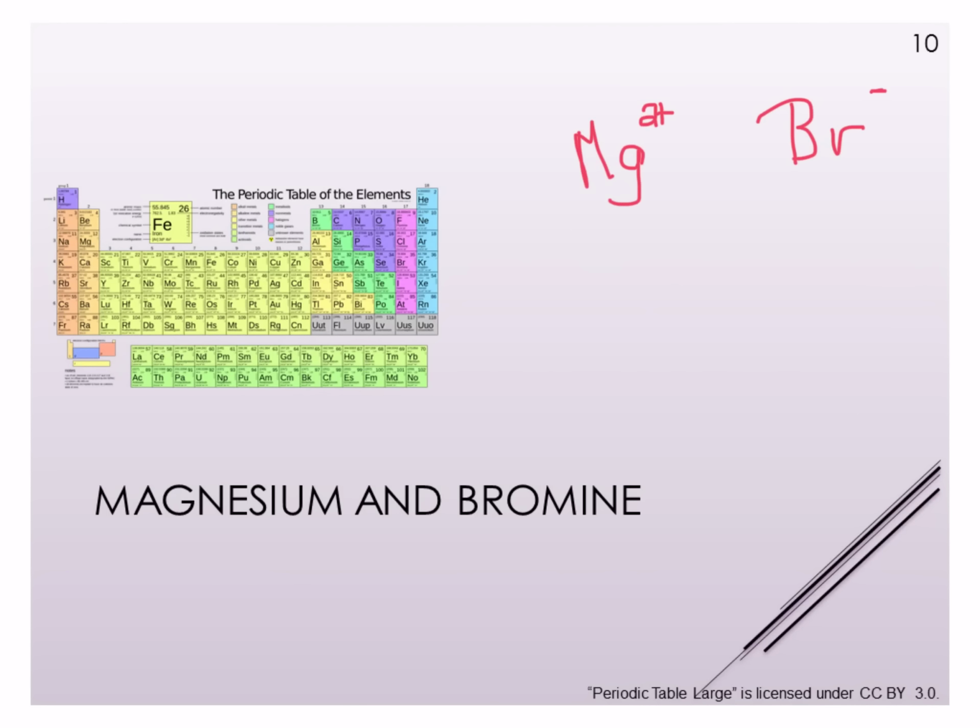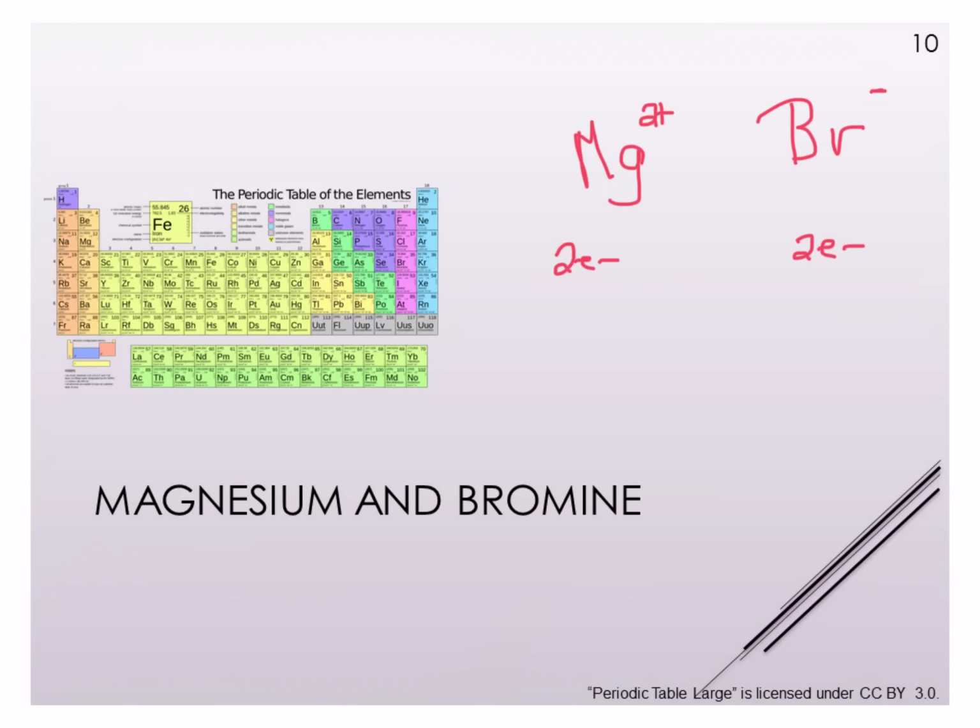Now we can't have MgBr because now we have magnesium giving up 2 electrons, but each bromine can only take 1 electron. And in order for that to work out, if magnesium is giving up 2 electrons, then the bromine atoms have to accept those 2 electrons. But each bromine can only accept 1, therefore we need 2 bromine ions.